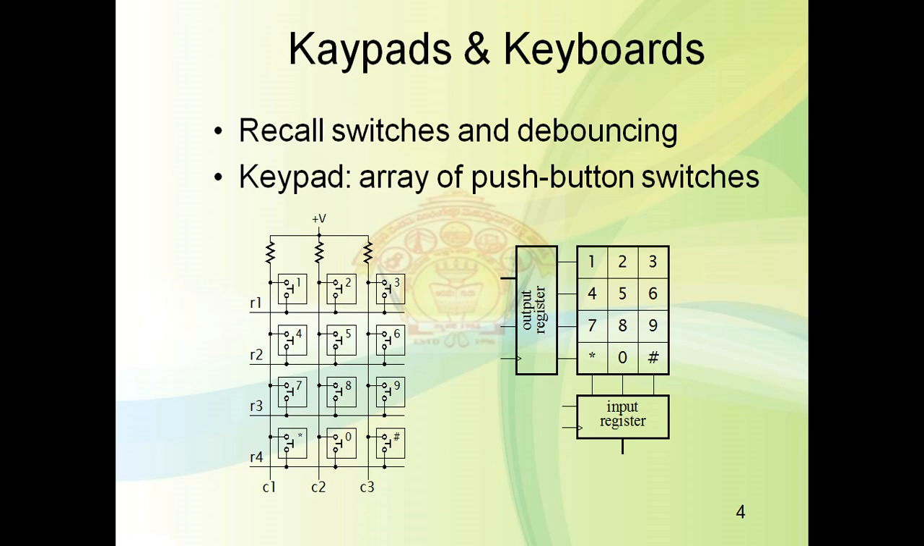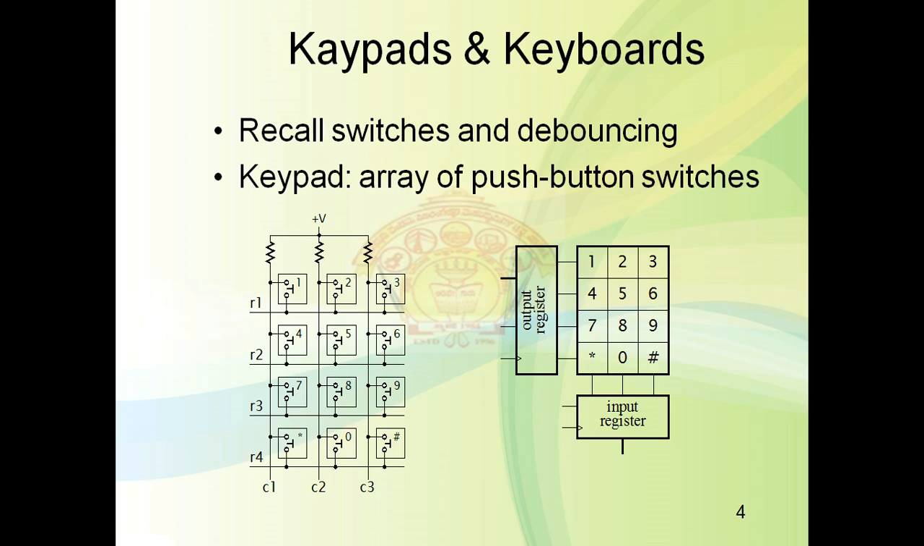The matrix is scanned by driving one row line low at a time, leaving the other row lines pulled high. One line will be low and the other lines will be high. Now let us see, if we press key 8, column C2 is pulled low when R3 is driven low.